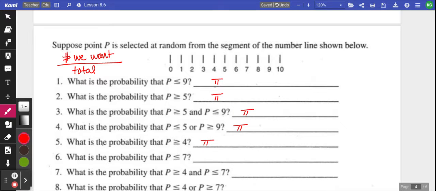Okay, so the first one says, what is the probability you pick a stick that is less than or equal to 9? So we're talking about all of these numbers. So if I count them, there are 10. And when I do 10 out of 11, that gives me 0.91, which as a percentage would be 91%.